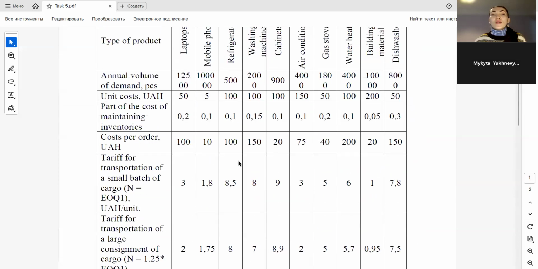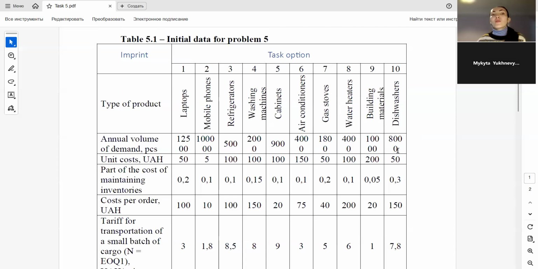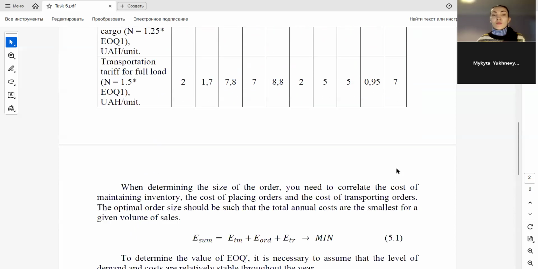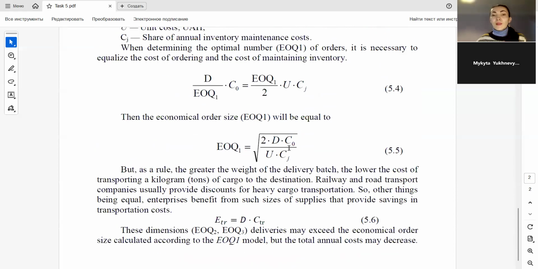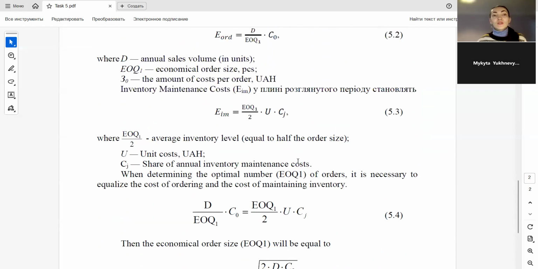I show now, okay. So now for different variants, annual volume of demand. For different variants, a different meaning. Third line of our table 5.1. I come back to our formula. So multiplied on D, multiplied on C with index O. What it means? Now we find this information.